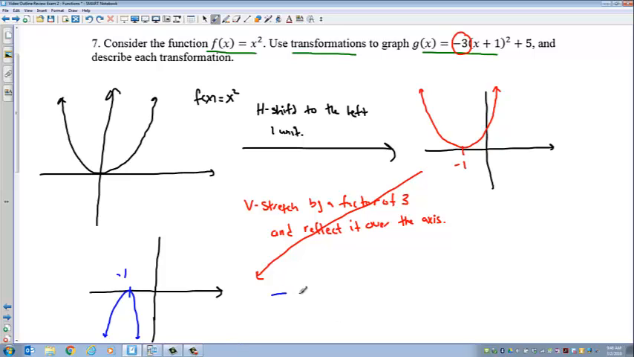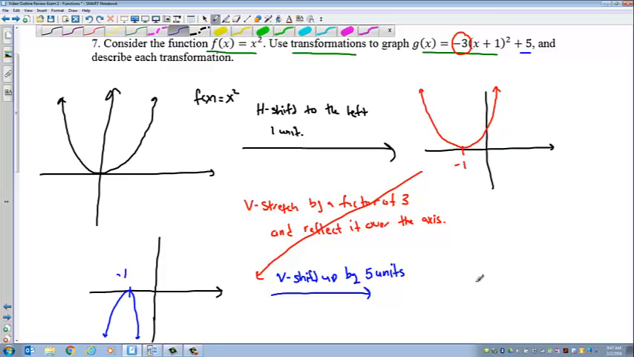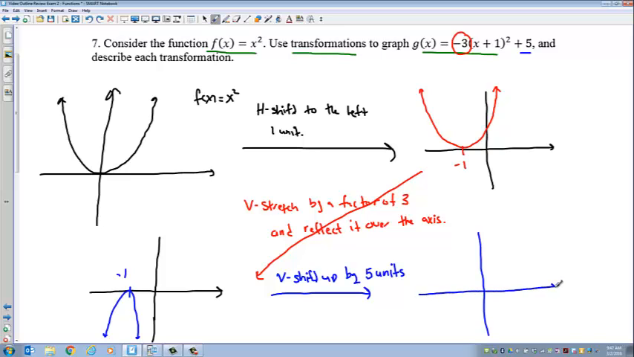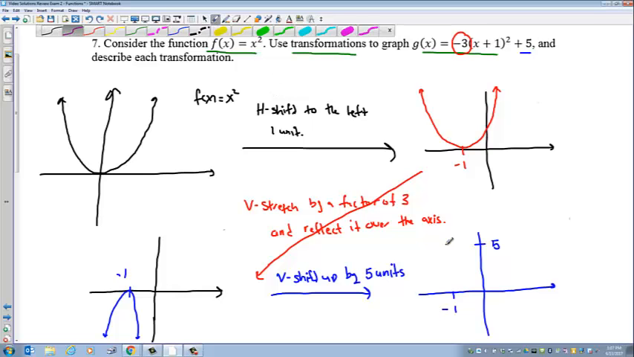And then finally, we have the +5, and +5 is a vertical shift up by 5 units. And so we can draw that right here. We're still at -1, and we're just going to move it up 5 units. So let's put 5 right here, and then we can draw it. Let's draw it in purple. So we'll put this at -1, 5 right here, and just shift it up 5 units. So it looks something like this.